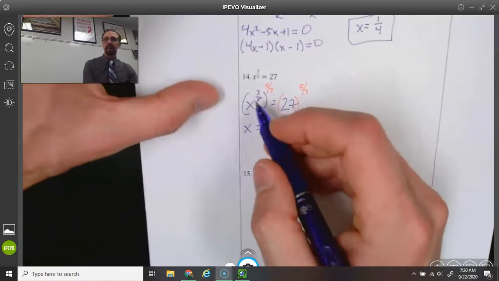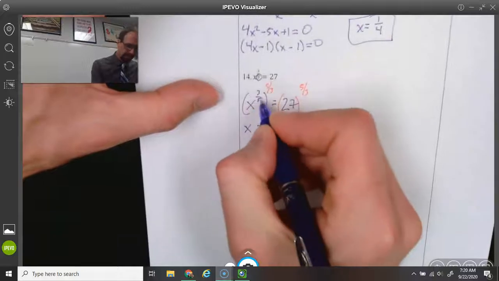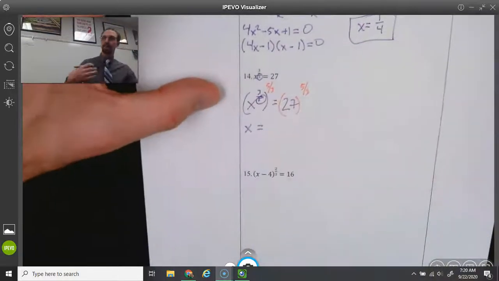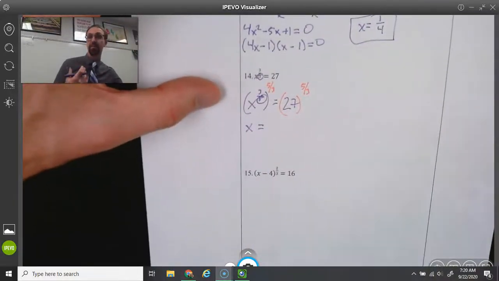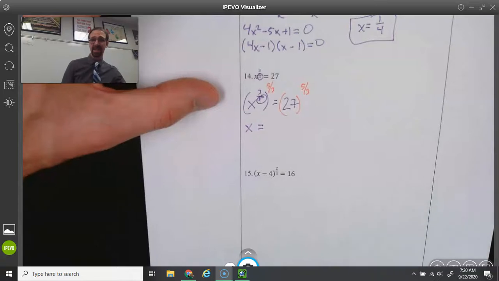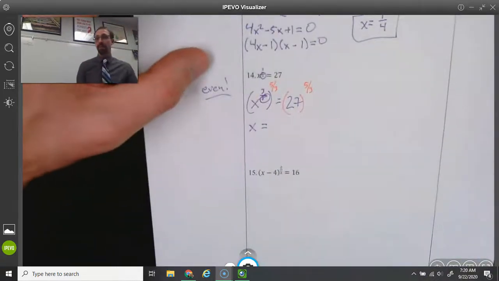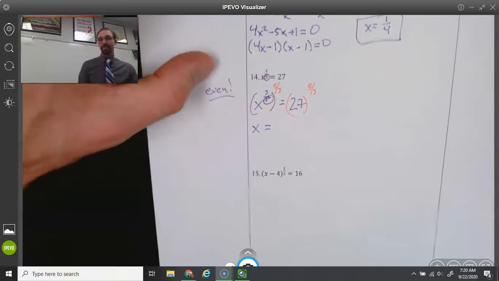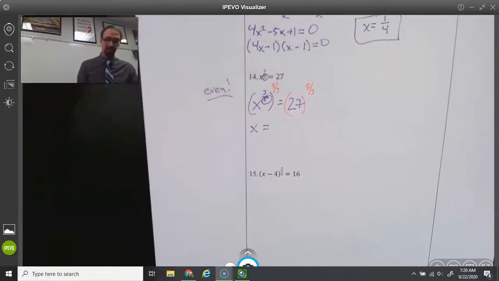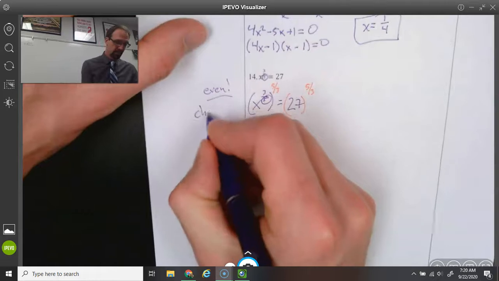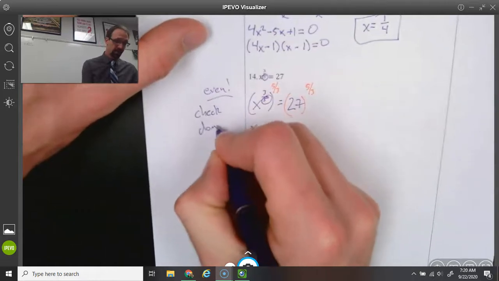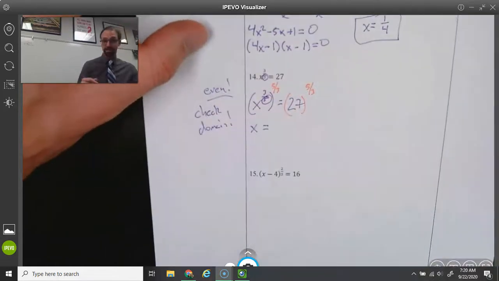Be careful. My index on this is 5. That's an odd index, so I don't need to worry about possible solutions. If this was an even index, then you would have to worry about possible solution sets. So be careful that if your index, in this case the denominator of this rational exponent, is even, then you need to check. Check domain. This one we don't because it's odd.